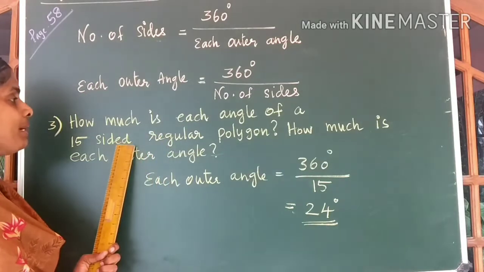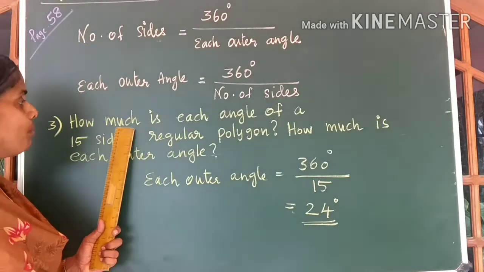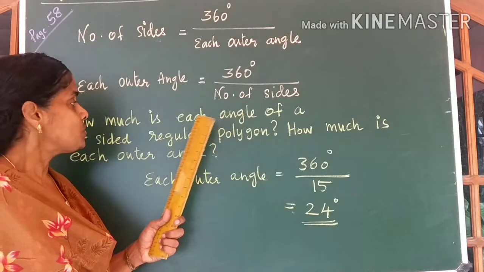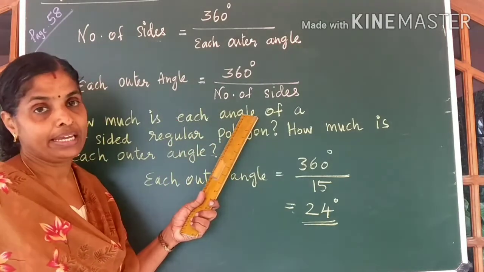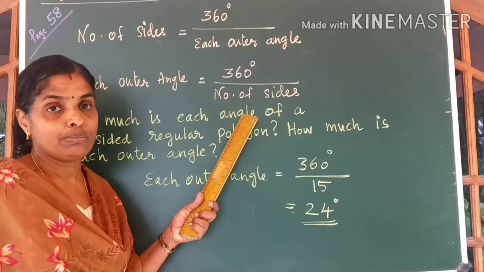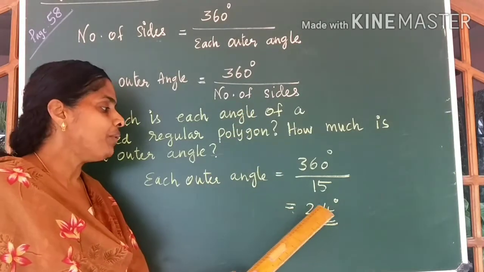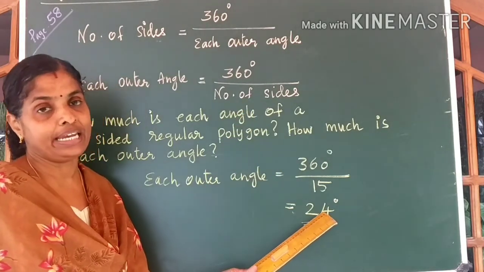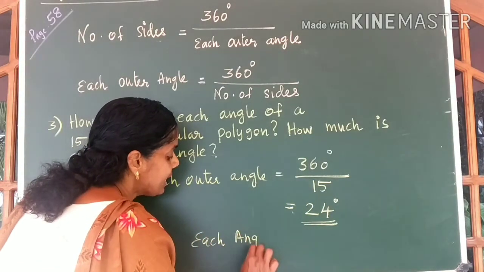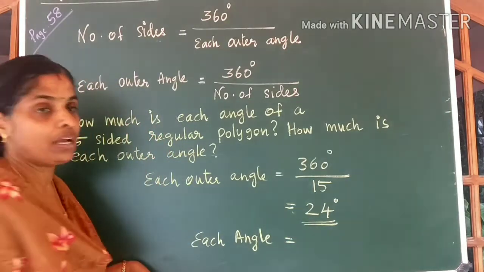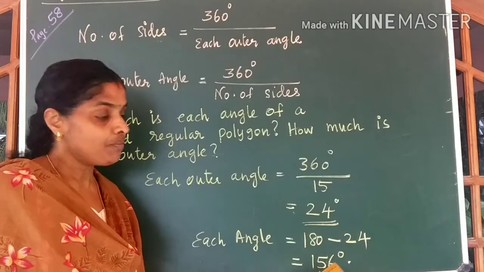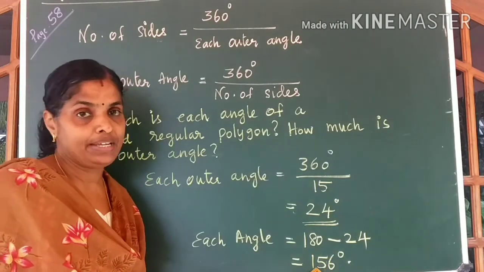Now the first part of the question. How much is each angle of a 15-sided regular polygon? To get each angle of a polygon, we know each inner angle plus outer angle forms a linear pair. We know the outer angle is equal to 24 degrees. Therefore, each angle, or otherwise we can call it each inner angle, is equal to 180 minus 24, which gives you 156 degrees.